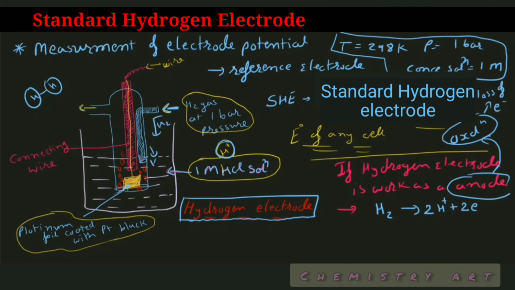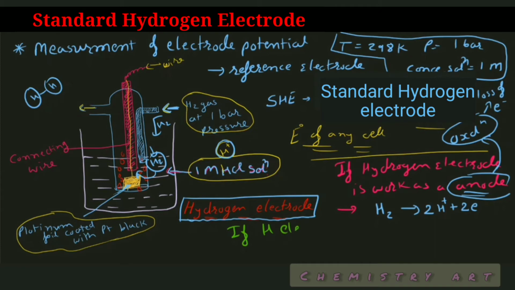So here see, the hydrogen is coming like this. In the solution, hydrogen is losing electrons if it is working as an anode, and when it is working as an anode, if the other electrode has a higher capacity to gain electrons, at that time hydrogen has to lose them.